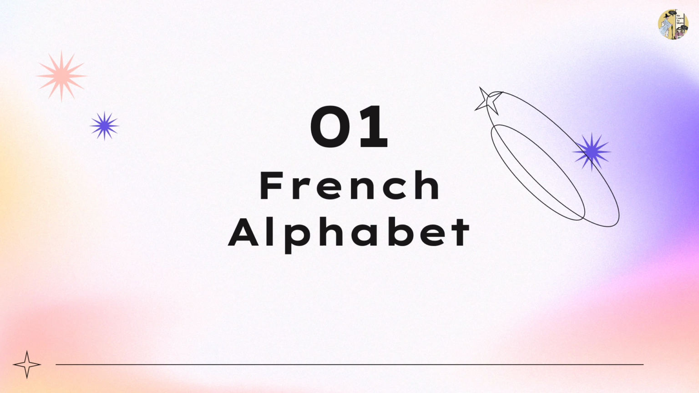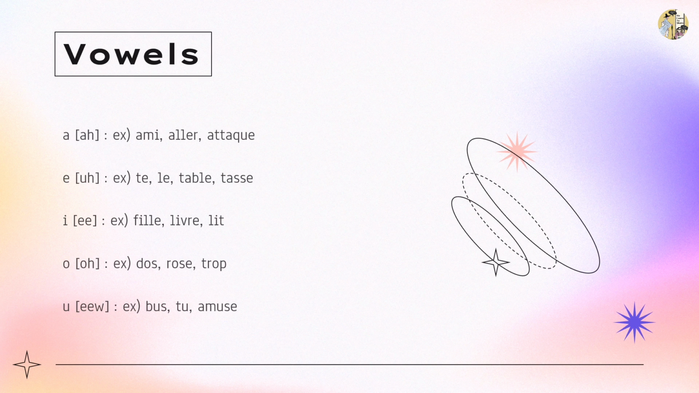Okay, so let's start with the French alphabet. First, starting with the vowels. A, E, I, O, U. First, A. For example, there is ami, aller, attaque.